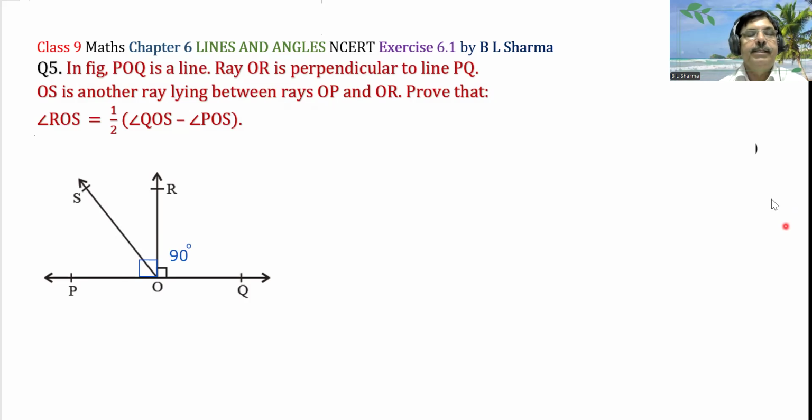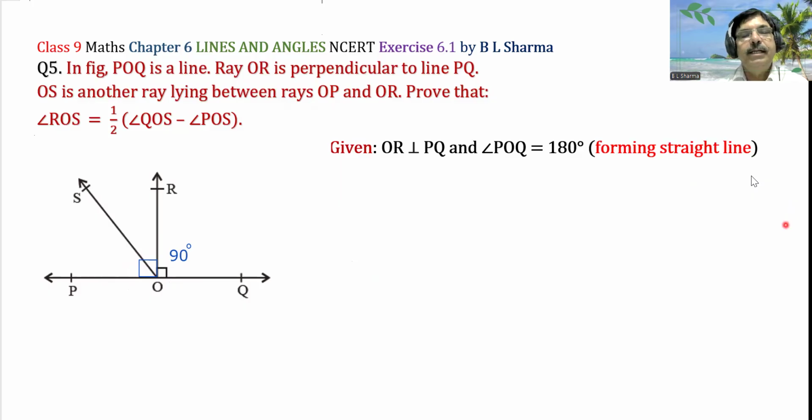It is given 90 degree. Given, फिर से लिखेंगे, OR is perpendicular to PQ and angle POQ is equal to 180 degree because forming a straight line. POQ पूरा का पूरा जो एंगल है 180 डिग्री है क्योंकि स्ट्रेट लाइन बनाता है. फ्रॉम द फिगर वी कैन राइट एंगल QOS.